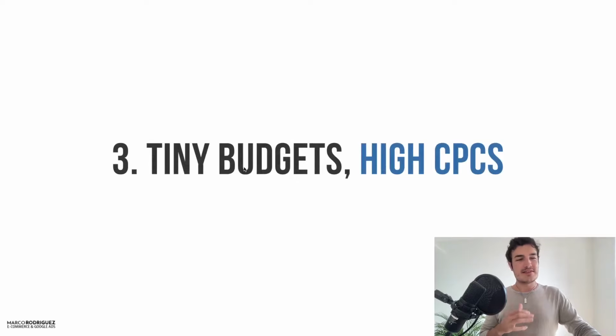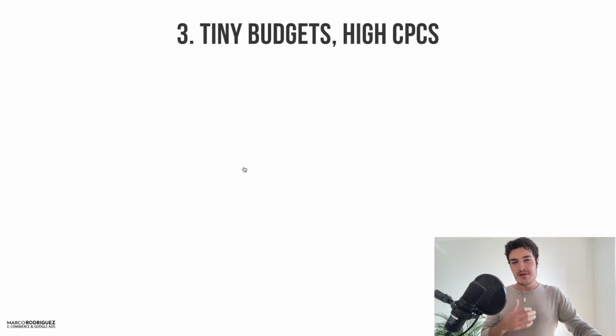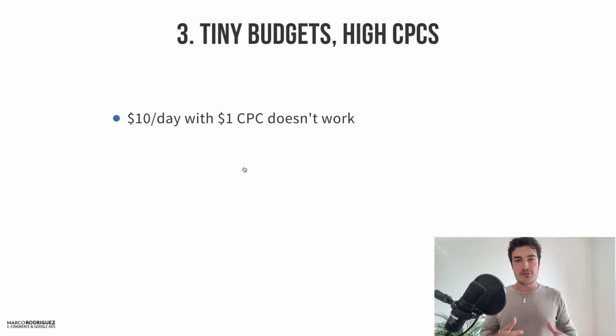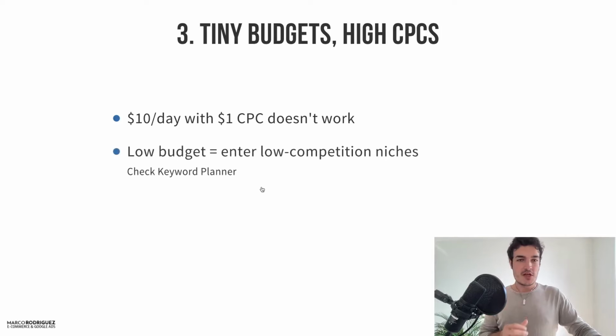So let's look at number 3, and this is tiny budgets but high CPCs. If you have only a $10 per day budget because you're running a shoestring budget, right? But you have a $1 average CPC and it's very hard to get below that, it doesn't work. Don't even bother, because you need 10 days to get 100 clicks, and 100 clicks is a very small amount. So don't bother with that if you really are in a landscape like this with that high of a CPC and a small budget. Because instead, if you have a low budget, you should go into a low competition niche.